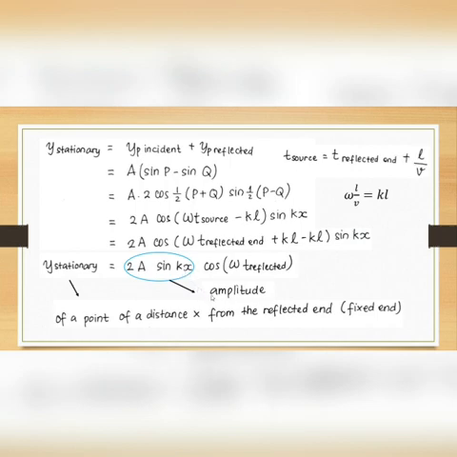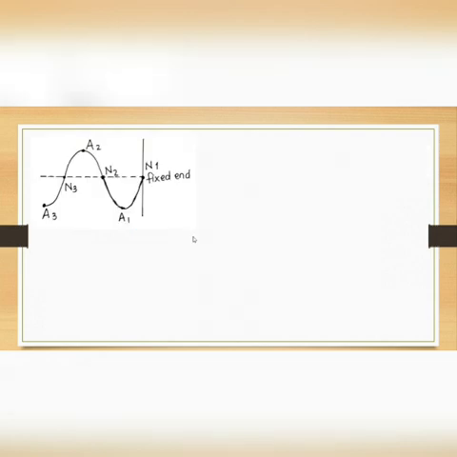As we saw in the video before, the maximum amplitude will be twice the amplitude of the traveling wave. This A is the amplitude of the traveling wave. And the amplitude keeps on changing according to x, where x is the distance from the reflected end. When a stationary wave is formed, there will be antinodes and nodes formed, and we can formulate the distance of any node or antinode from the reflected end. The point of reference is the fixed reflected end.